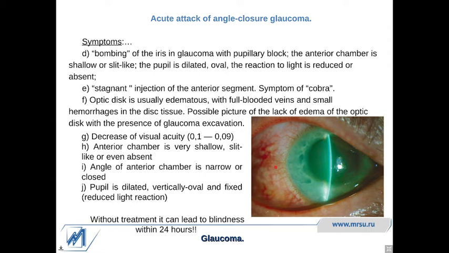The vessels of the conjunctiva are very wide and have a specific view. The optic disc is usually edematous with full-blooded veins and small hemorrhages in the disc tissue. Decrease of visual acuity to 10-9%. The anterior chamber is very shallow, slit-like, or even absent. The pupil is oval and fixed, with reduced light reaction.